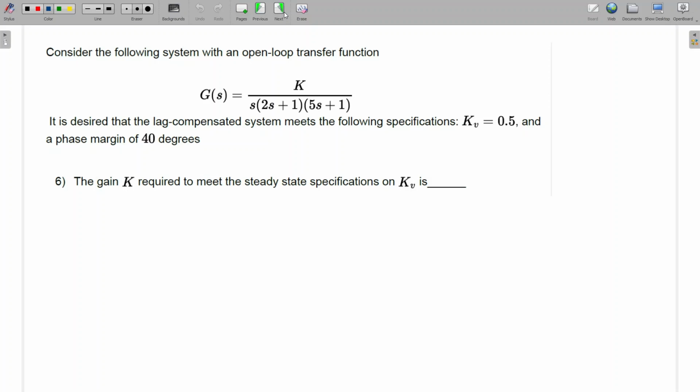So this question also, a similar kind of analysis I am going to do. This is the plant transfer function: G(s) is equal to K by s into (2s plus 1)(5s plus 1). It is desired that the compensated system meets the following specifications: Kv is equal to 0.5 and phase margin is equal to 40 degrees. So the first question is, what is the gain required to meet the steady state specification Kv?